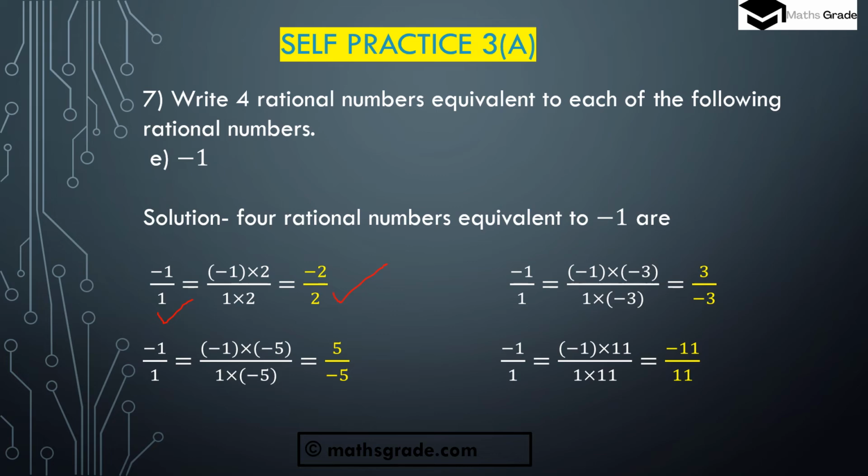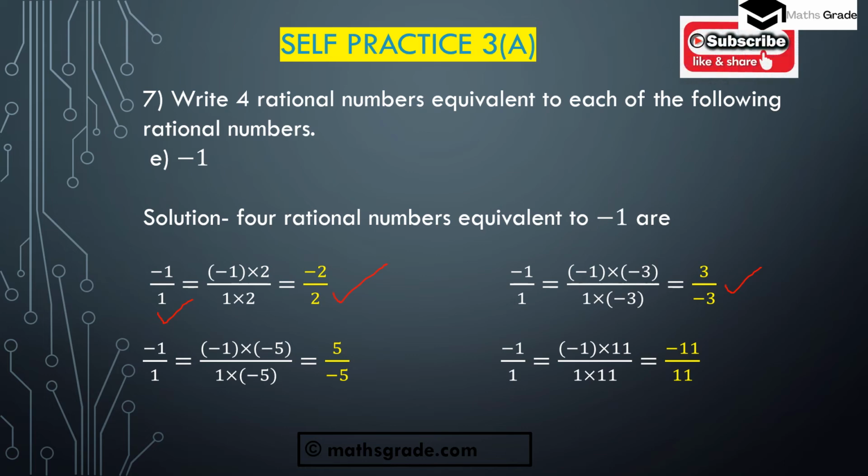If we multiply the number minus 3 with both numerator and denominator of minus 1 divided by 1, we get minus 1 multiplied by minus 3 is 3, and 1 multiplied by minus 3 is minus 3. So we get 3 divided by minus 3, which is equivalent to the rational number minus 1 divided by 1.